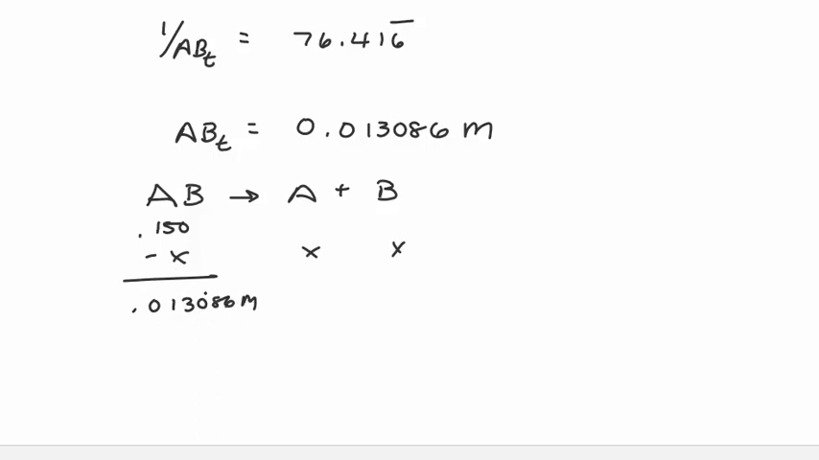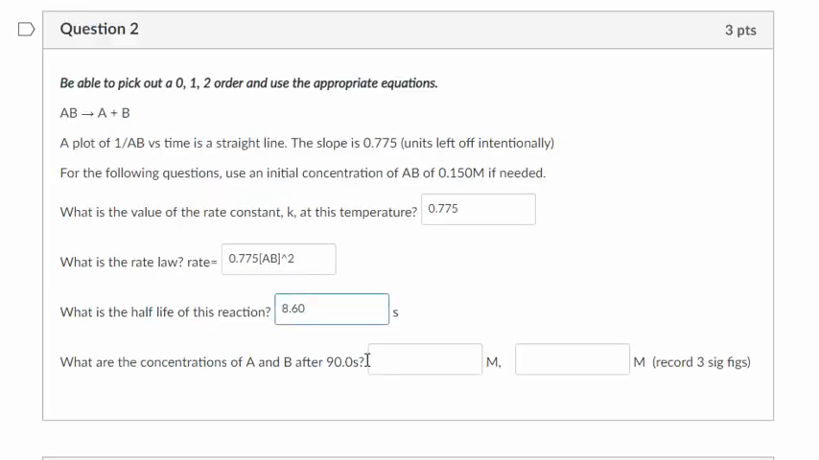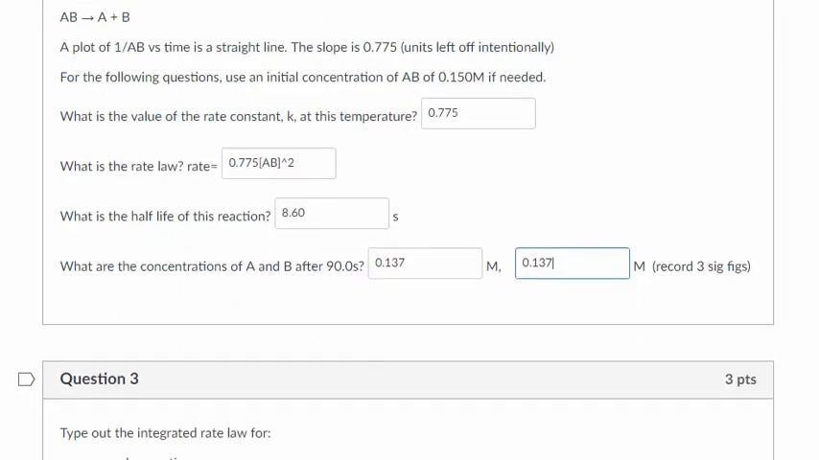But here, after we've reacted, we have this amount left. So what is X here? X is the concentration of both A and B. So that means 0.15 minus this will give me X. So that means that X is going to be 0.1369. We can only report 3 sig figs, so what we'll report here is 0.137 molar. And that's going to be the same concentration for both A and B.